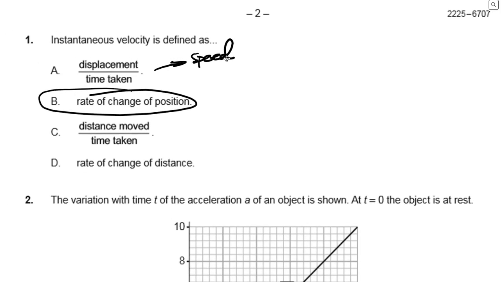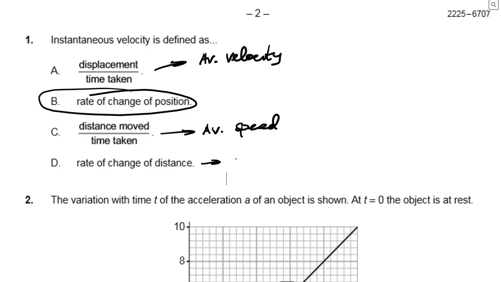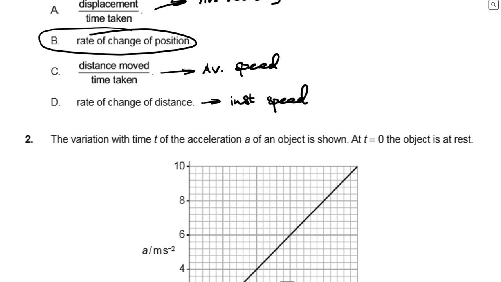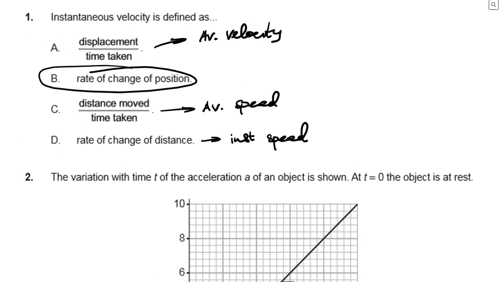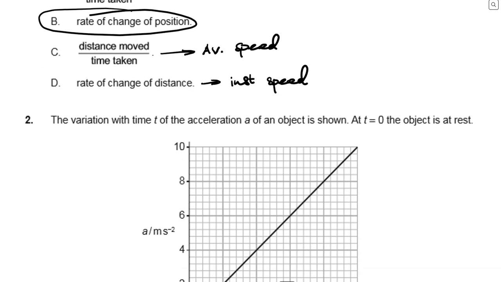Displacement over time taken is our velocity, but it will be average velocity, right? Rate of change of position, that is our answer. Distance moved divided by time taken is our average speed. Rate of change of distance is our speed, instantaneous speed. Hopefully you guys know the difference. If not, I think I already made a video for question 1, so do check that out.